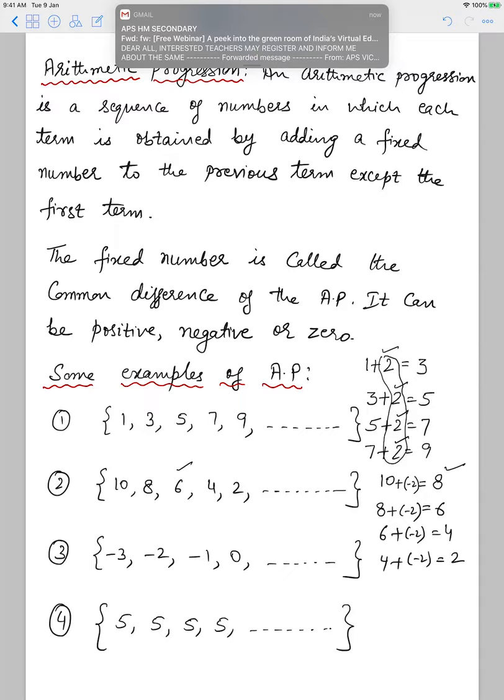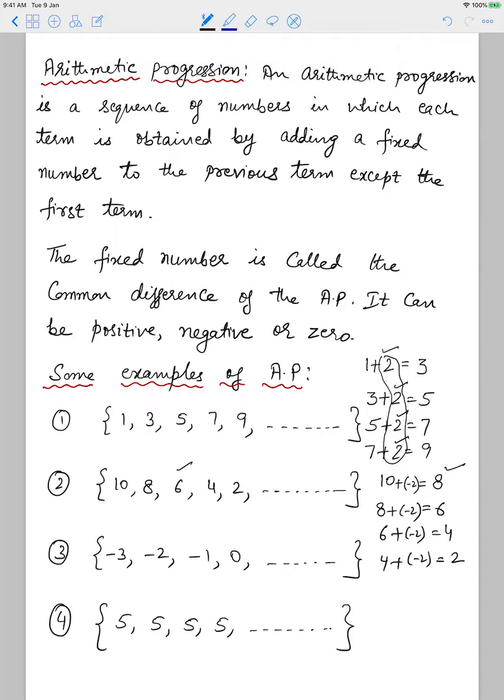Alright. So that means this is a sequence in which the common difference is minus 2. So as we can see, in the first case the common difference was a positive number, in the second case the common difference is a negative number. Look at the third example.